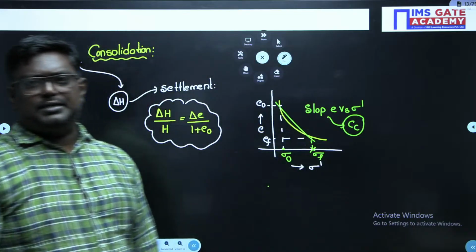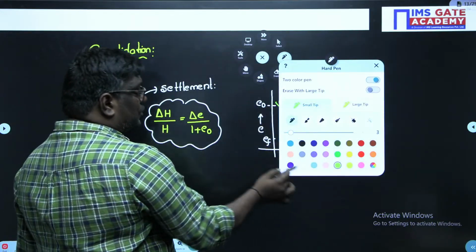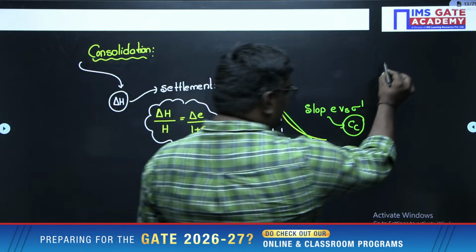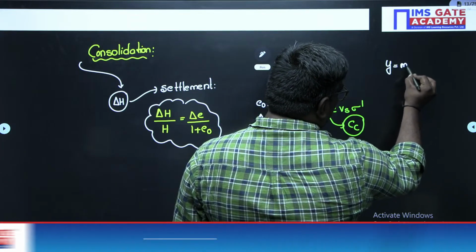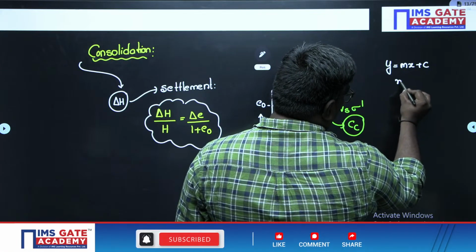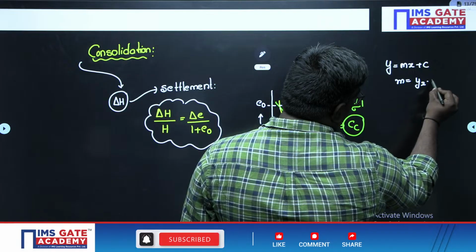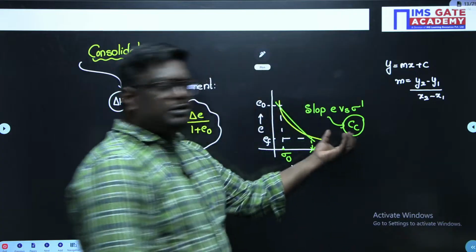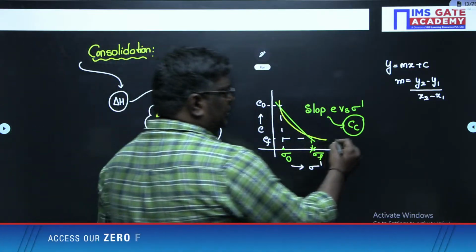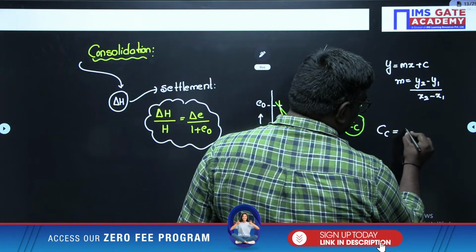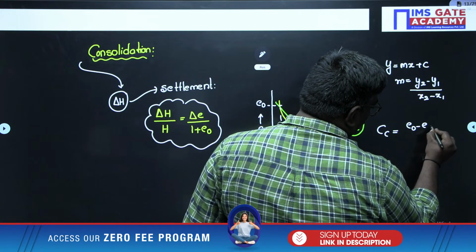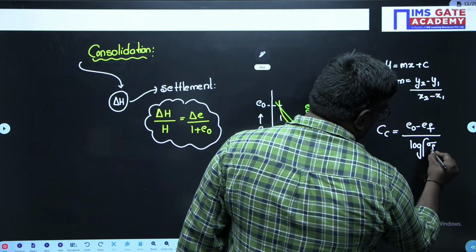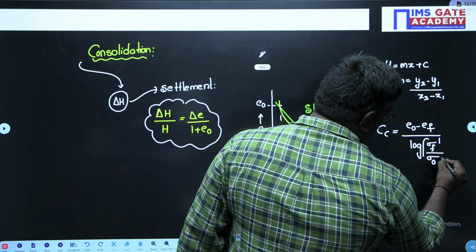What do you mean by Cc, my dear students? It is nothing but the coefficient of compression index. So if you consider a straight line, y is equal to mx plus c, how do you calculate the slope? M is equal to y2 minus y1 by x2 minus x1. Here the slope is nothing but the coefficient of compression index. So Cc can be taken as E naught minus Ef upon log of sigma final upon sigma initial.